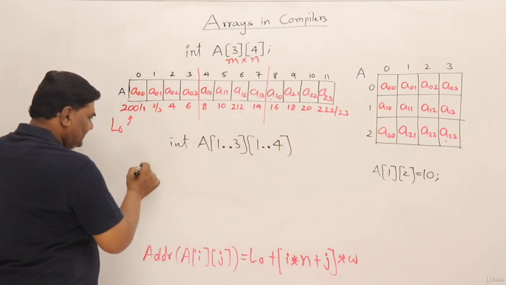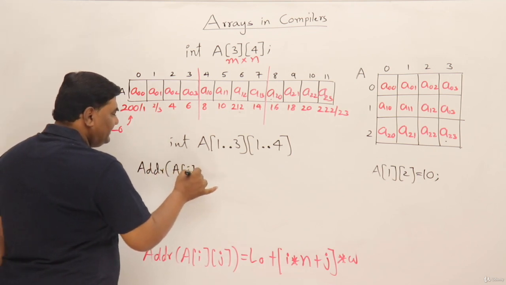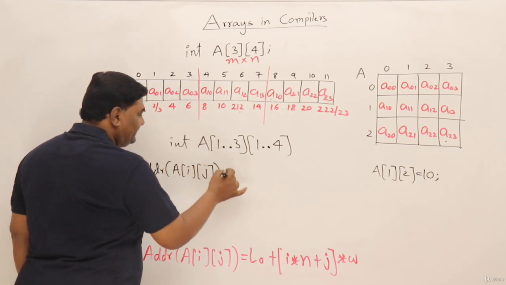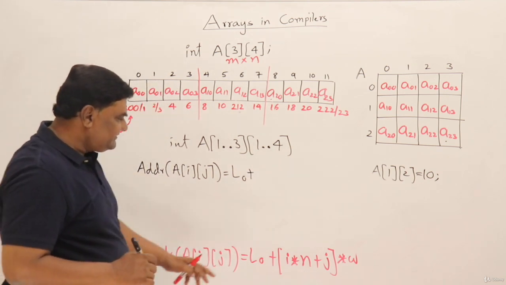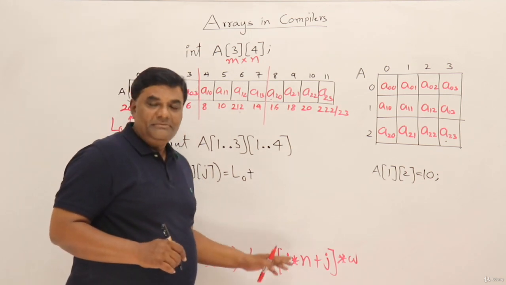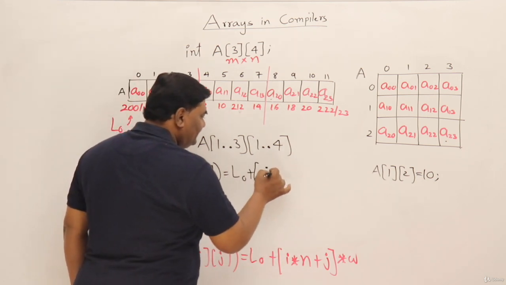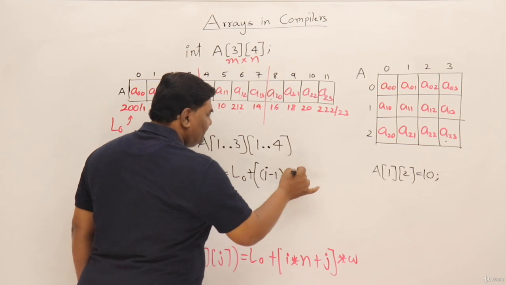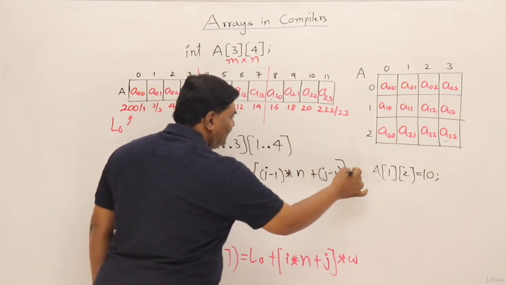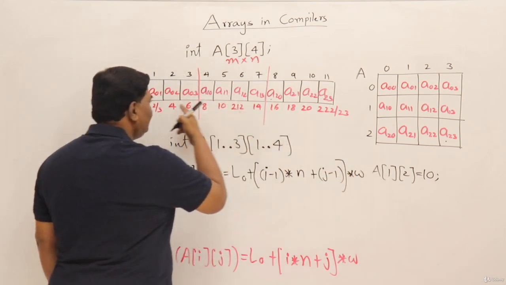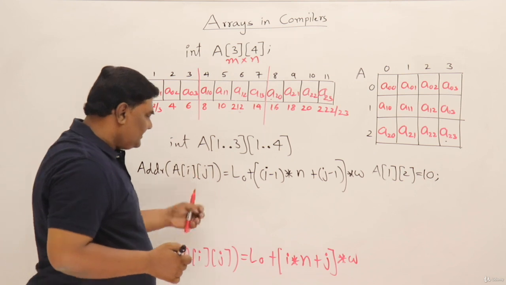Directly I will write the formula. The address of any location A[i][j] can be obtained by L0 plus... See, we have already seen it for single dimension. This (i minus 1) was used because the indices start from 1 onward. So here it will be (i minus 1) into n plus (j minus 1), then multiplied by the word size, that is the data type size. So this is the formula.